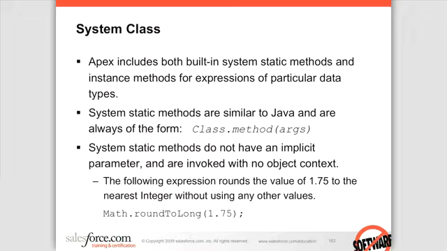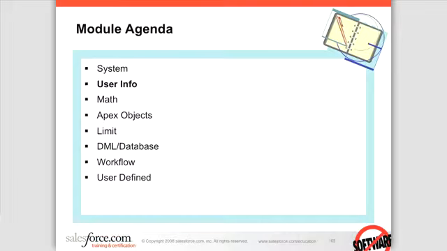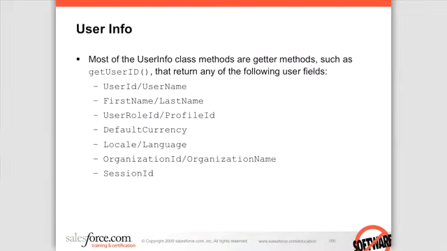So here's our system class. There are some different methods that are available. We would do system dot. There's also some math methods, and we'll come back to those. So here's our system class. We already saw this with the now, today, and our assertions and our debug. More on that when we get into error handling, or testing, within that module.